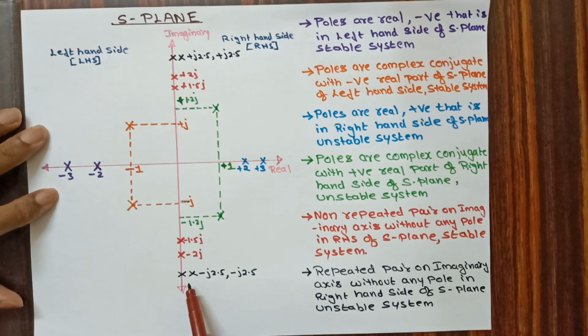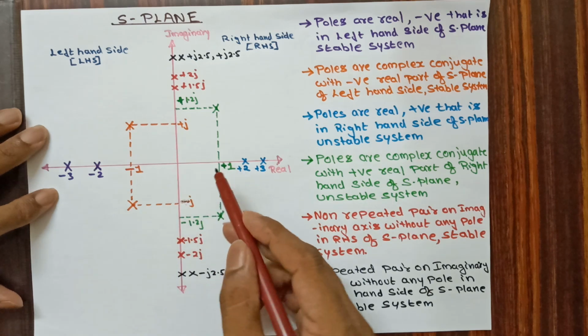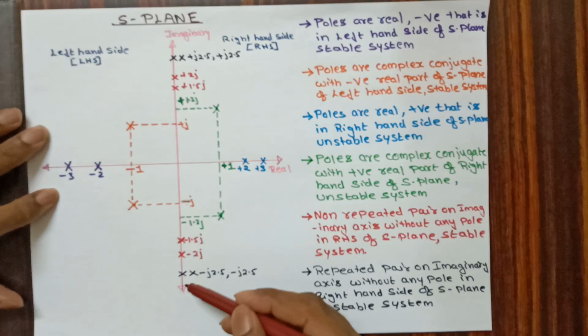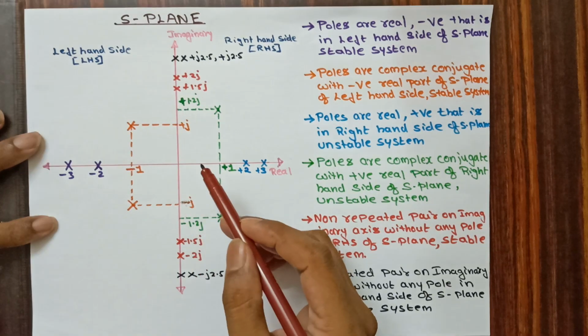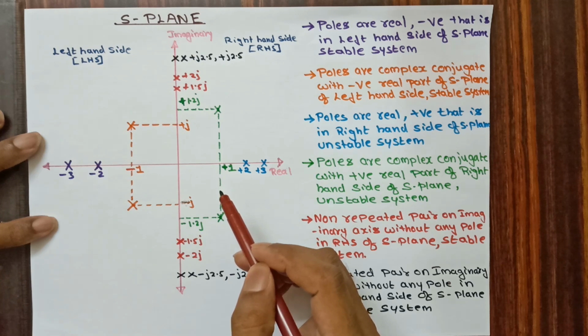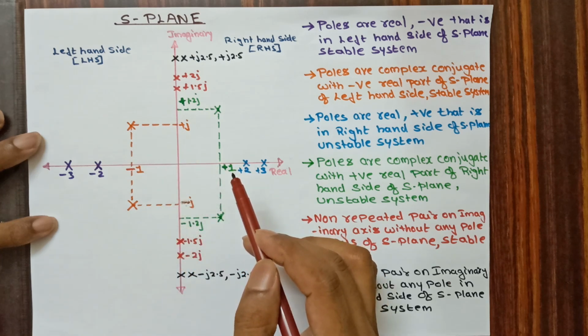So in such case, even if you don't have any pole on the right hand side, if poles are repeating, then the system is said to be unstable. In this way, by looking into the pole location on the S-plane, we can determine the stability of the system.